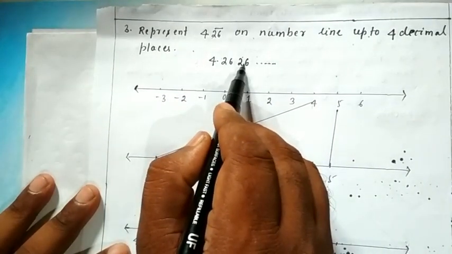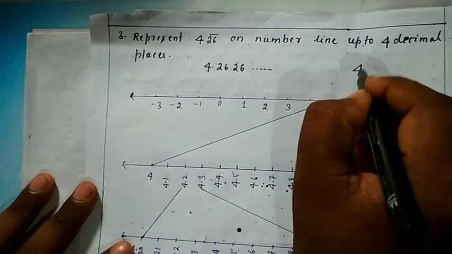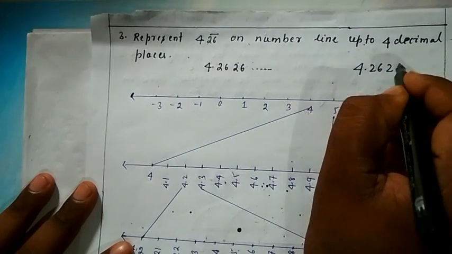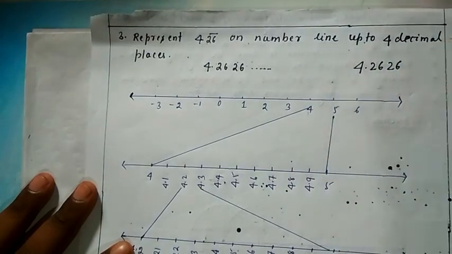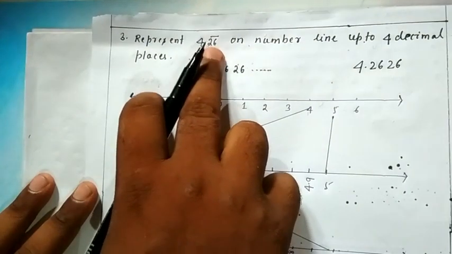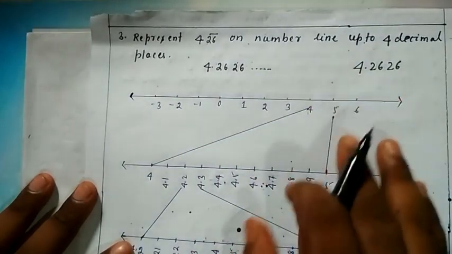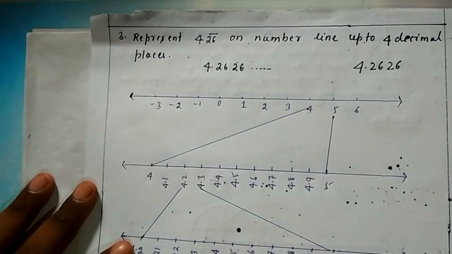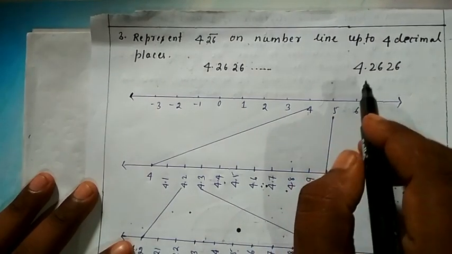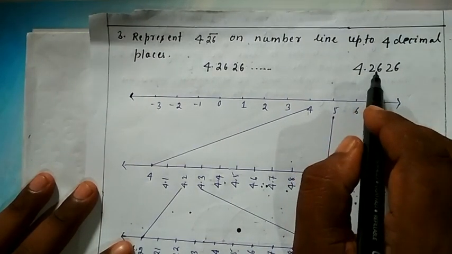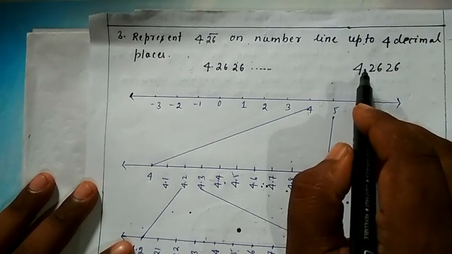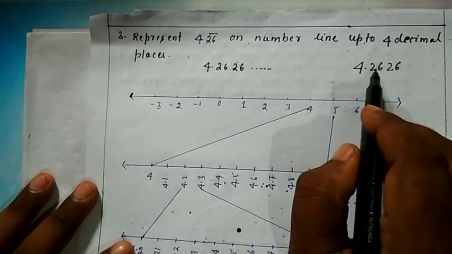So up to 4 decimal places, 4.2626 you can take. Because it's repeating, 26 upon bar means the 26 part is repeated, 26, 26, 26 up to an infinite number of times. But our question is saying that you will take up to 4 decimal places. So our required number will be 4.2626, because after the decimal point there are 4 digits, 1 2 3 4.